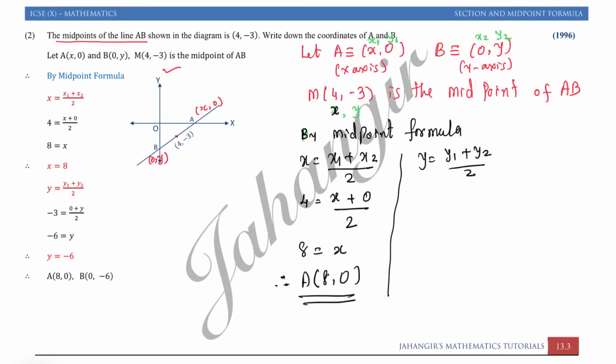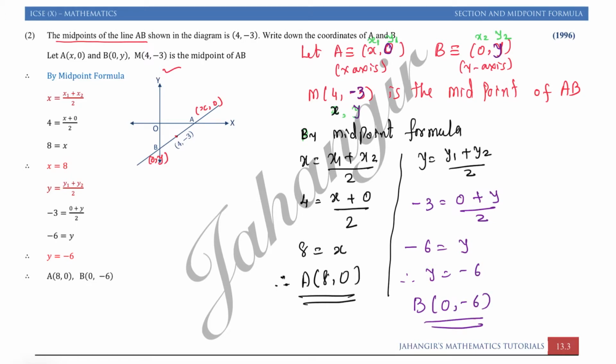Now in the same way we will substitute y. We are substituting this, it's y. This is minus 3. y1 is 0, y2 is y. So we can write minus 3 is equal to (y1 0 plus y2 y) upon 2. So minus 6 is equal to 0 plus y, that is y. So therefore y is minus 6. So the coordinate of B is 0, minus 6. Hope this is clear. It was a very simple question.